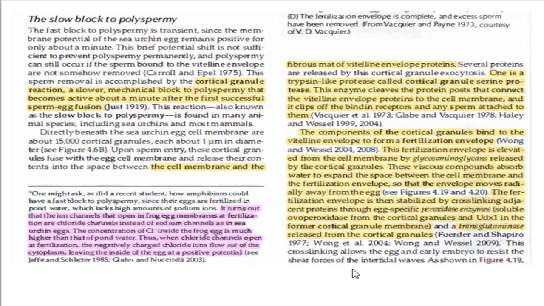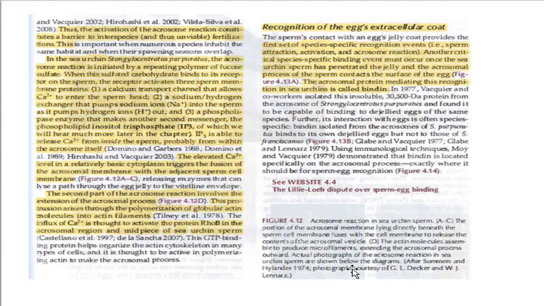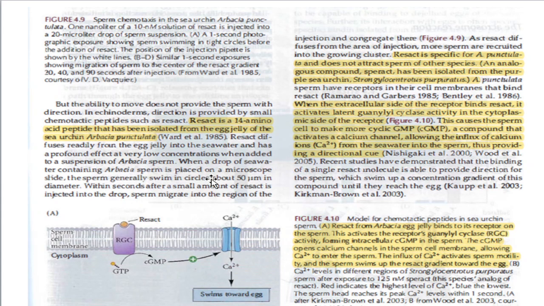The cortical reaction will be initiated by calcium ions. Next, with regard to recognition of the extracellular coat, the acrosomal protein bindin mediates this recognition. Next is resact, a 14 amino acid peptide, which functions as a sperm activating peptide and sperm attractive peptide. This resact is specific for the Arbacia punctulata sea urchin. It will not attract sperm from other species.